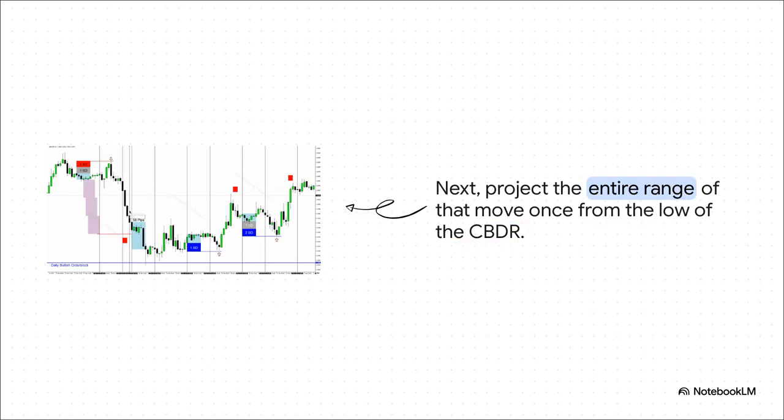So now we measure that entire move from the very bottom of the CBDR all the way to that peak high. Then we take that exact same distance and project it downwards, starting from the low of the CBDR. It's kind of like a slingshot, right? The market was pulled back 2 units, and now we're projecting that stored energy forward in the other direction.